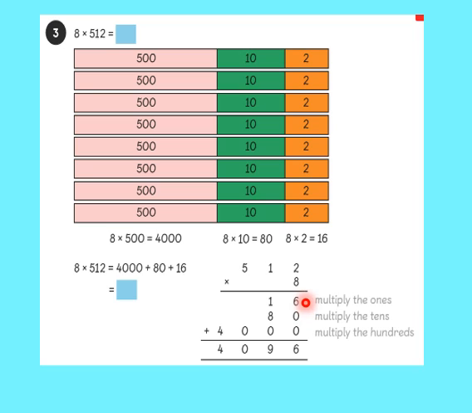And then we can just use column addition if we needed to add them up. So 6 plus 0 gives us 6. 1 ten plus 8 tens will give us 9 tens. 0 hundreds will still be 0 hundreds, and 4 thousands will still be 4,000s, and that gives us our answer of 4,096.